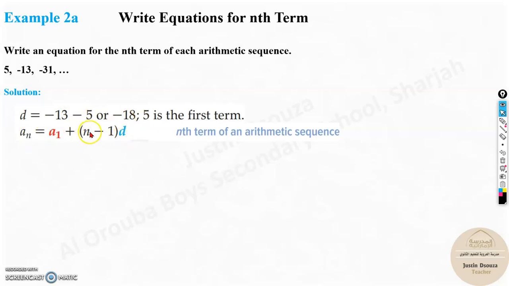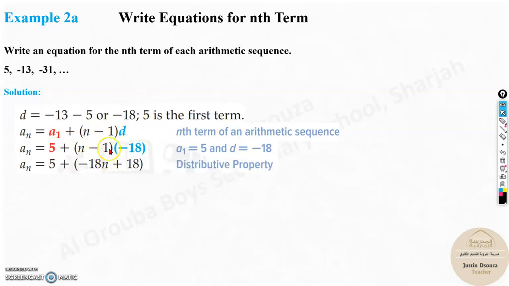Now, anything else is unknown. Just substitute these values. Try to simplify, multiply this minus 18 inside. What is going to happen? Minus 18 times n, minus times minus is plus 18. What next? Simplify this further. 5 plus 18 is 23, negative 18n. Now, can you simplify it further? No, this is it. So this is basically the nth term.